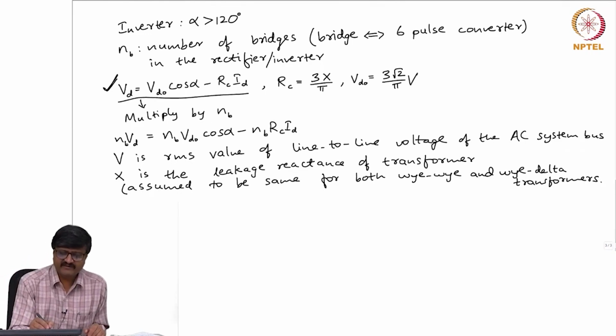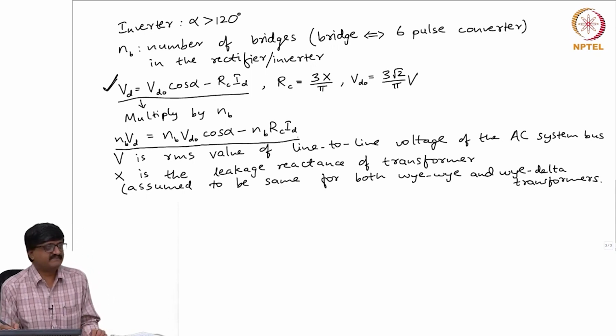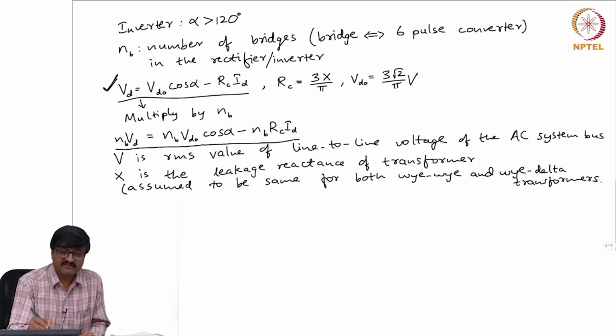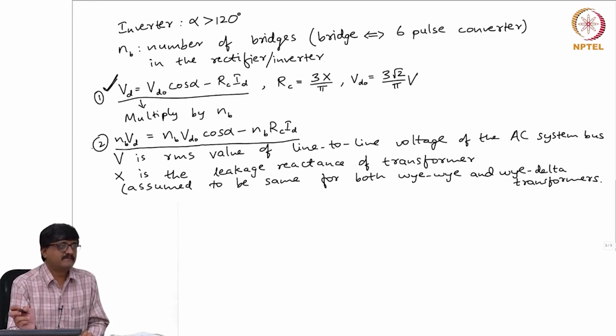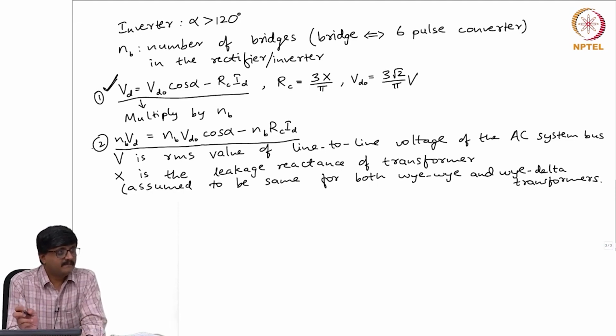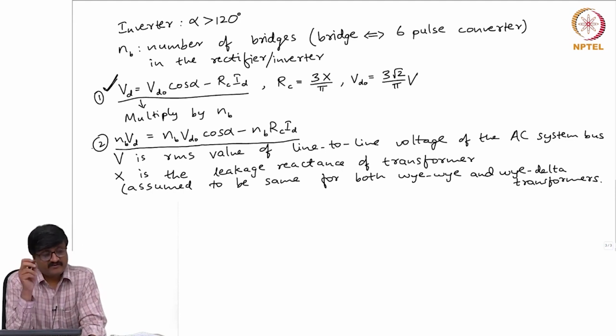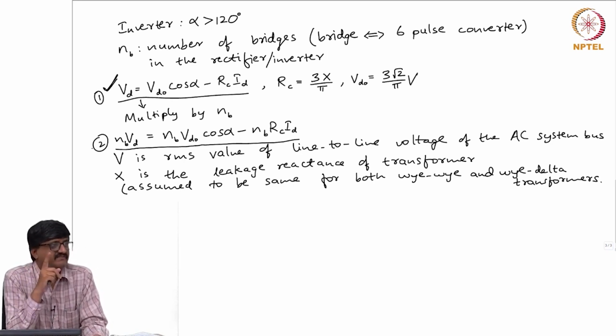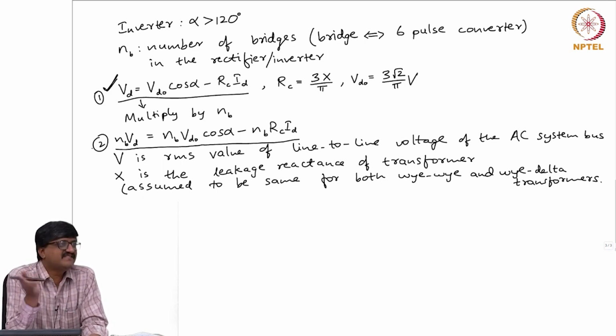So our equation will be from now on this one: NB VD is equal to NB VDO cos alpha minus NB RC ID. This equation is common for all bridges. See, this equation 1 is common for all the bridges. From that I get 2. Yes, but for equation 1, alpha will keep changing for all the bridges, right? If you look at the definition of alpha, you can fix alpha as the value for one of the bridges. For the other bridges, it is just delayed.